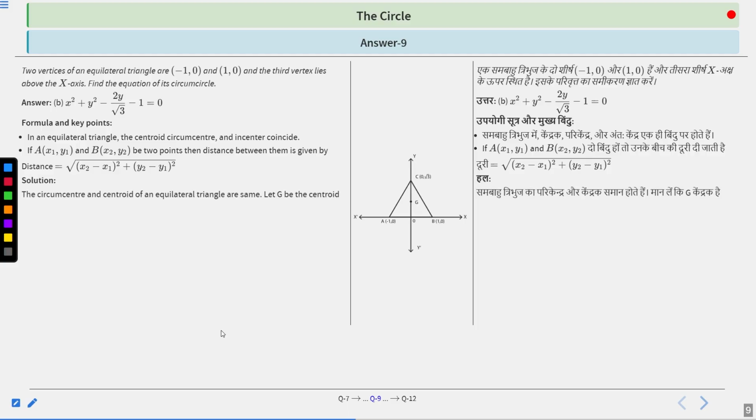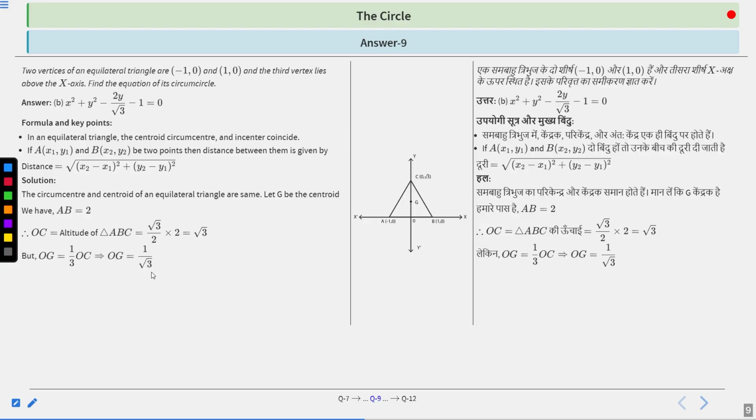The circumcenter and centroid of an equilateral triangle are the same, right? Suppose G is the centroid. Therefore, we have AB equal to 2. OC is the altitude of triangle ABC, which is root 3 by 2 into 2. We know that the altitude of an equilateral triangle is root 3 by 2 into side, right? Therefore, altitude is root 3 by 2 into 2, which is root 3.